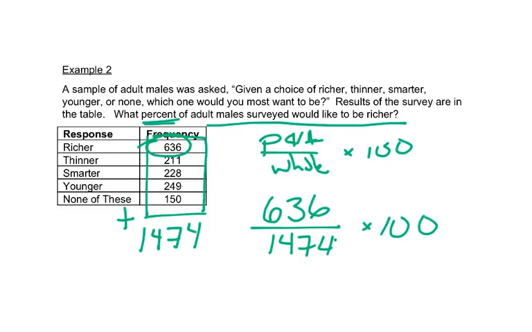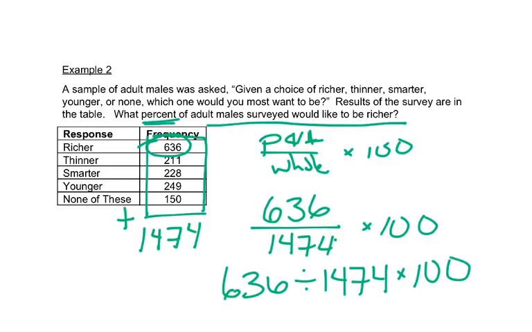So in your calculator, you can type this in all at once. Type in 636 divided by 1474 times 100. And we get 43.147, and it keeps going.